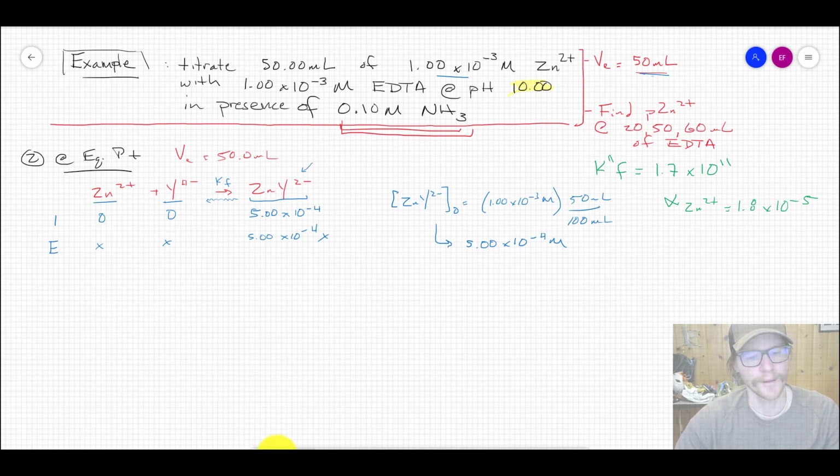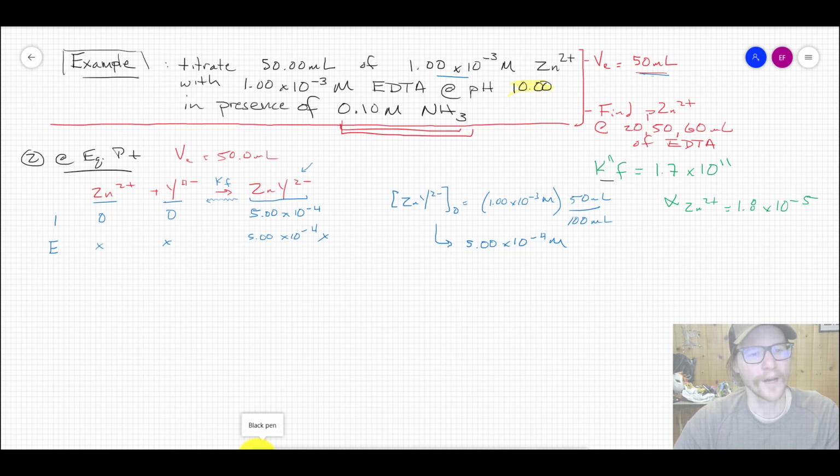In this case, we're using our K double prime F here because really what we're wondering is the extent to which this equilibrium will occur even in the presence of ammonia. So that is significantly lower than what it would have occurred if there were no ammonia in the system.